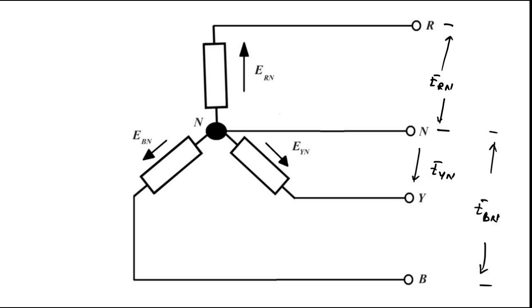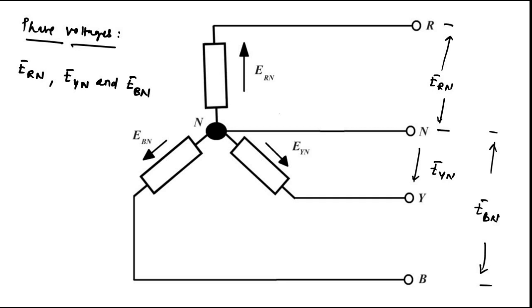In general, the voltage between a particular line and neutral point or neutral line is called the phase voltage. So these are the phase voltages, ERN, EYN and EBN for a star connected system. The voltage between any particular winding or line and neutral is called the phase voltage.